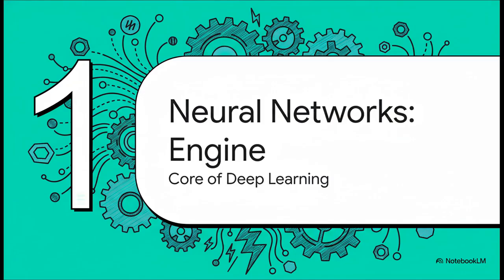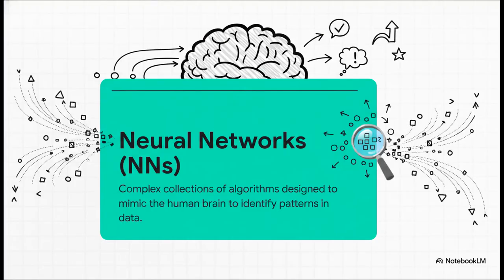Section 1, Neural Networks, the engine. We're talking about the absolute core of modern deep learning. So what even is a neural network at its core? Well, think of it as a collection of really smart algorithms that try to mimic the human brain. Its whole job is to look at a mountain of data and find the patterns, to make sense of all the noise. And it learns. It does this by constantly tweaking its internal knobs, we call them weights, to get better and better at its task, minimizing mistakes with every single pass.